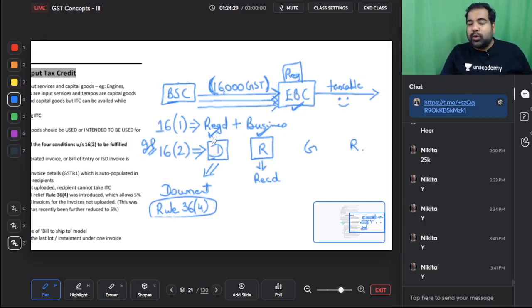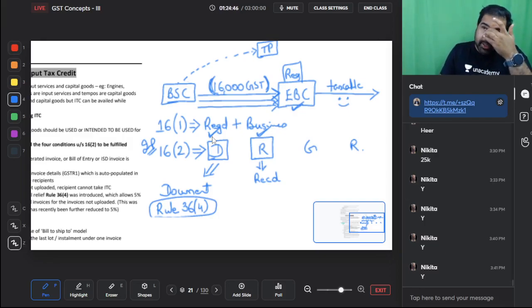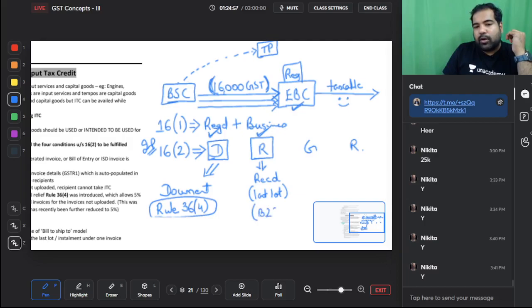But what if you did not want the batteries, you bought them, but you wanted them to be given to a third party, and the third party has received the goods? That means it's as good as you received the goods. Example, guys, if you are not at home and an Amazon delivery guy comes and he calls you up and you say, listen, give it to my neighbor, and he gives it to the neighbor, it's almost like you getting it. So hence, received on the last lot, yes. And if it is a bill to ship to model, what is bill to ship to? It's billed to one person and shipped to the other person. Then when the other person gets it, it will be assumed that you have also got it. That is the next condition, R.